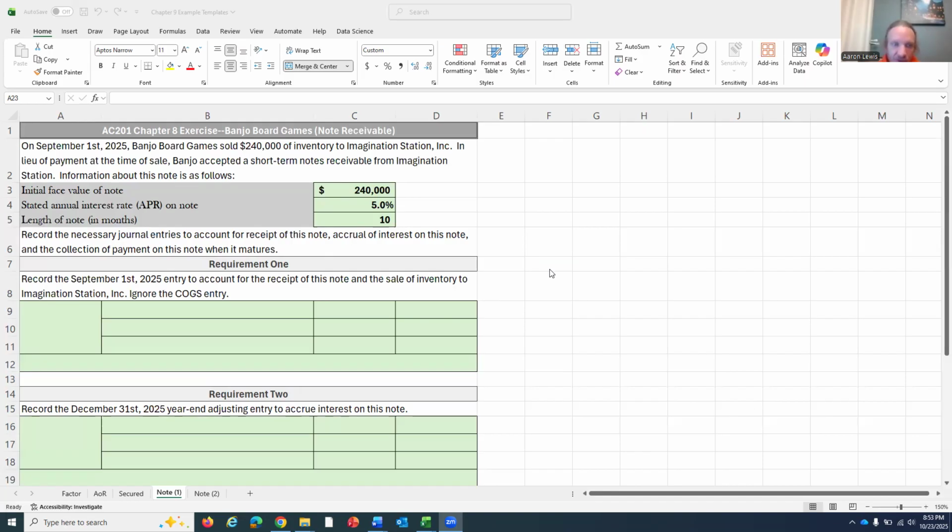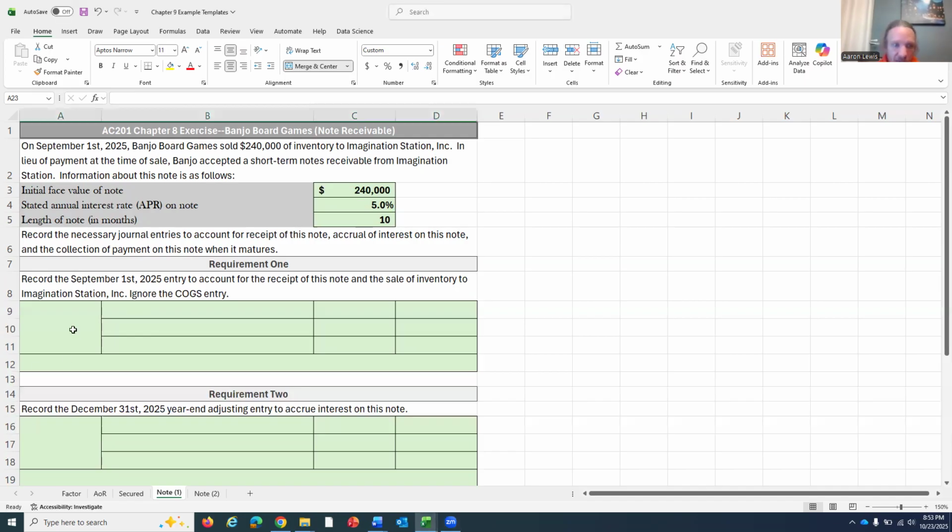If we're giving them $240,000 worth of inventory, the face value of the note is going to be $240,000. We are going to allow them a whopping 10 months to pay us, but the catch is that we're charging them 5% APR interest while this note is outstanding. We need to record the journal entries to account for all of these different transactions.